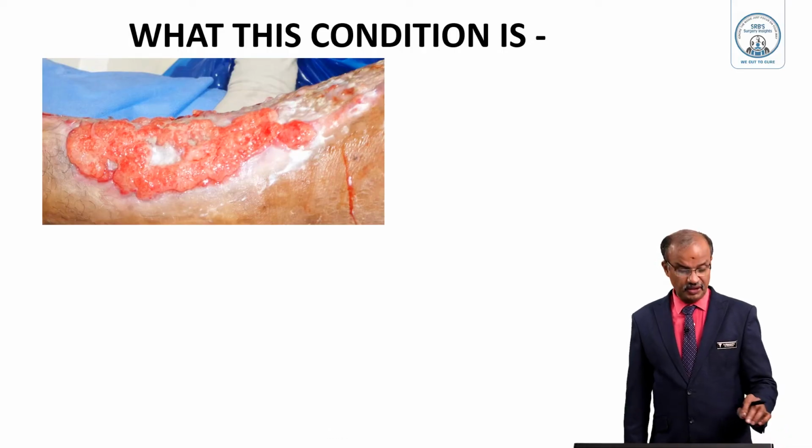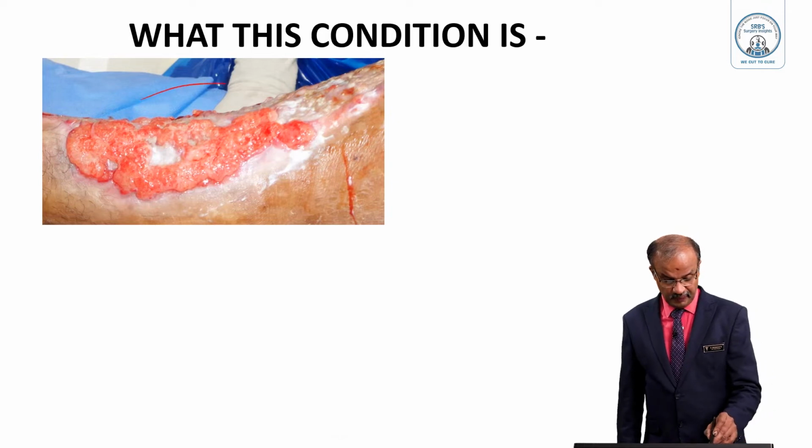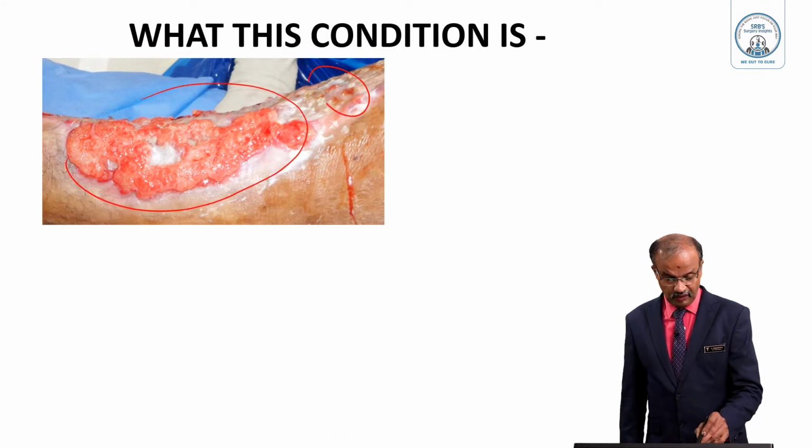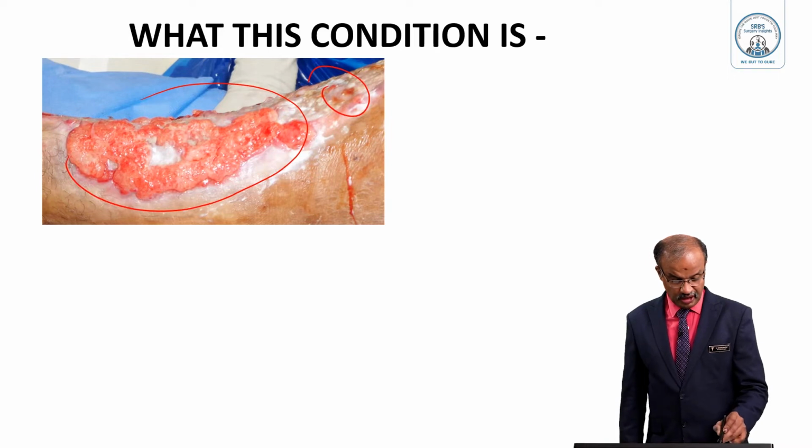Hello students, we will discuss a condition. Just see what the condition this one is. See what is this condition. You can see here there is an ulcer, probably partly grafted, but the remaining area is protruding outside.